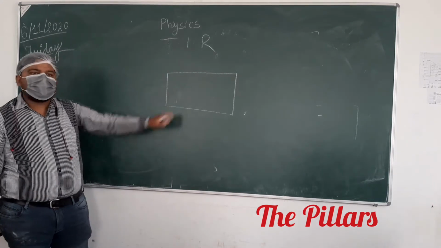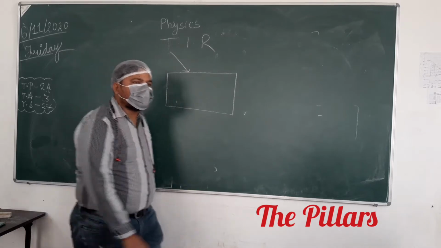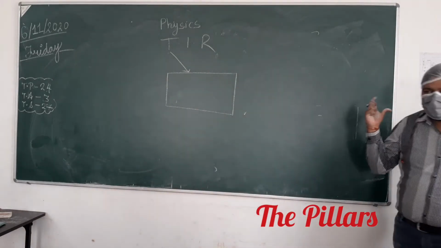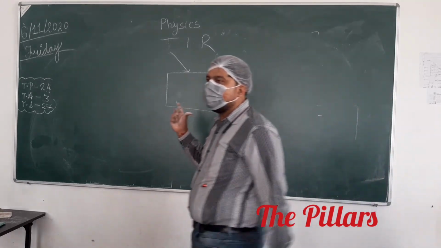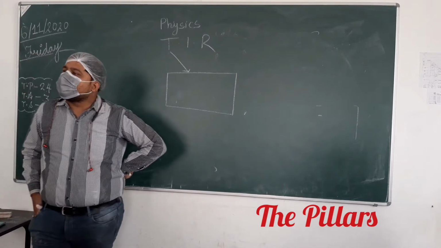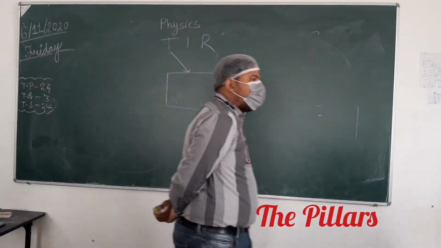We have a glass slab. It is a transparent body. Yes or no? You are able to see a glass slab or not? Yes, you are able to see a glass slab. What does it mean? It is a transparent body and you are able to see it. What does it mean?